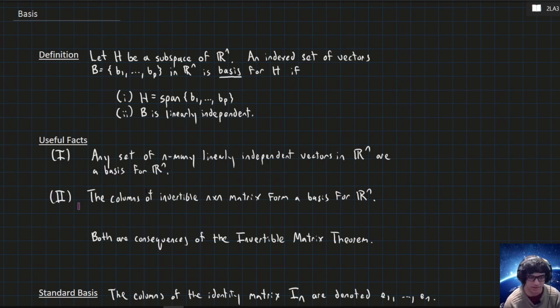The second fact says that the columns of an invertible n by n matrix form a basis for Rn. And this is also by the invertible matrix theorem.